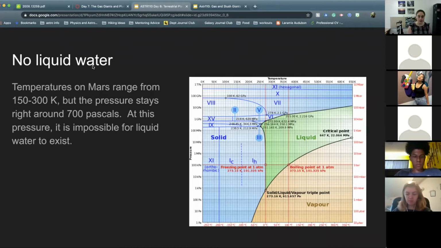So I wanted to start just by finishing up. We were talking about Mars last class and why we don't think there is water there anymore. And so I threw up this graph and I just wanted to talk about it a little bit more. So this is a phase diagram for water. So when we think about phases of a material, we usually think solid, liquid, or gas. And that's true, but it's not quite that simple.